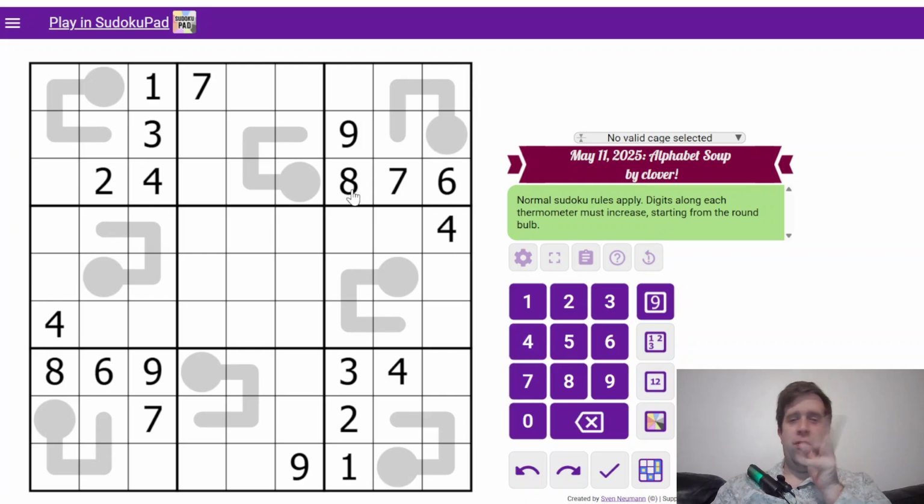I haven't actually solved this one, but I'm going to do this no pencil marks. That's the challenge I'm throwing out to myself today. Pardon me, I'm about to cough.